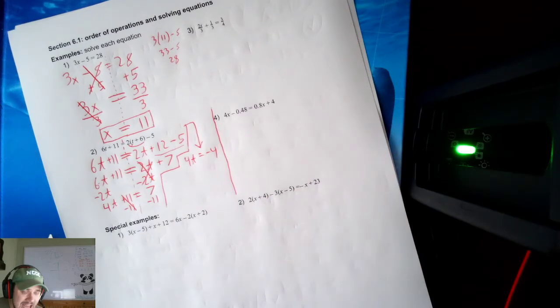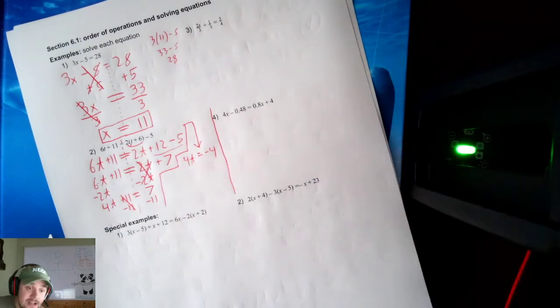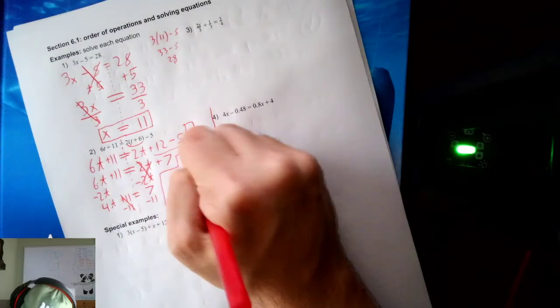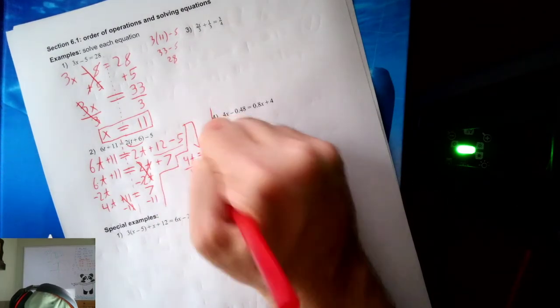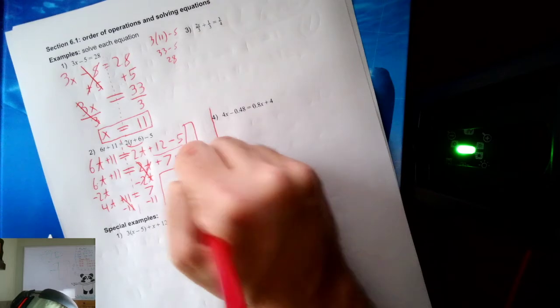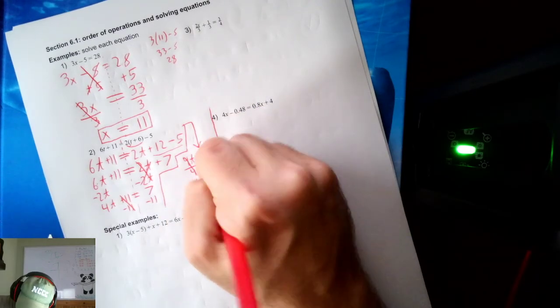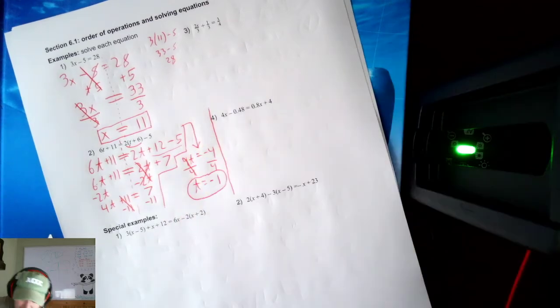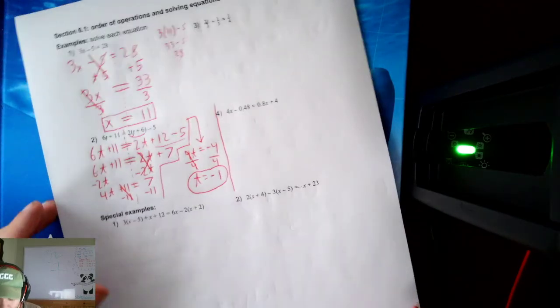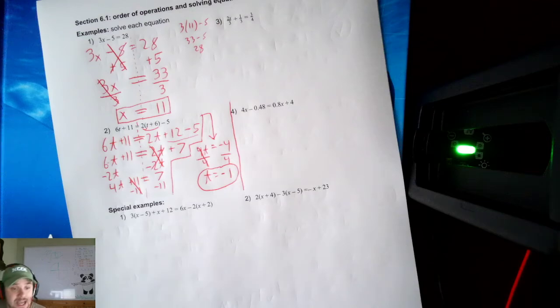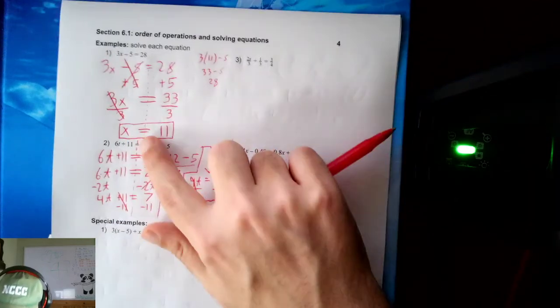I'm now ready to divide. 4 times t, the opposite of times is divide. So I'll divide both sides by 4, which gives me t equals negative 4 divided by positive 4 is negative 1. So I think my answer is negative 1. Now I should check. Maybe I want to check quickly in my head.